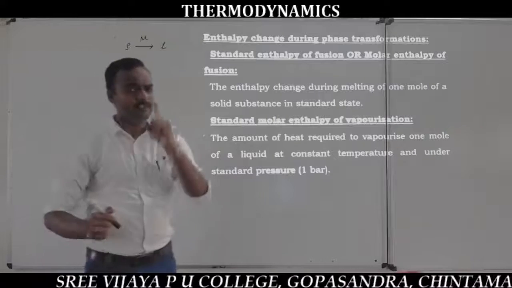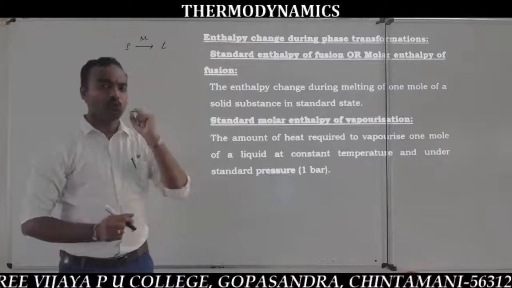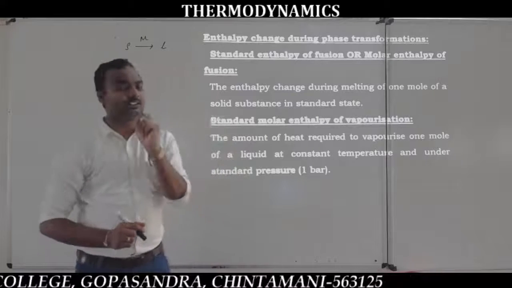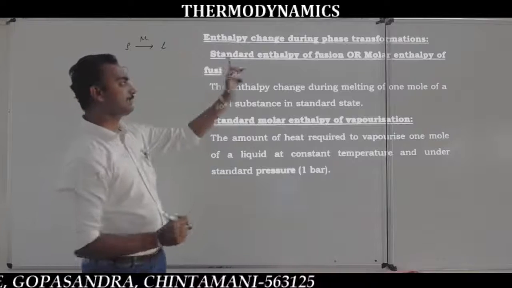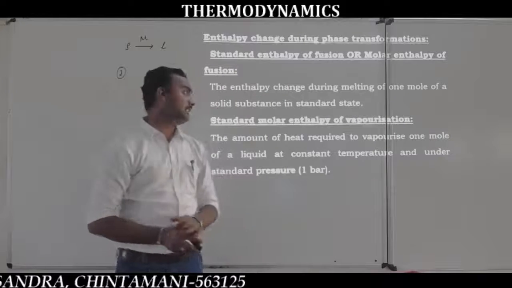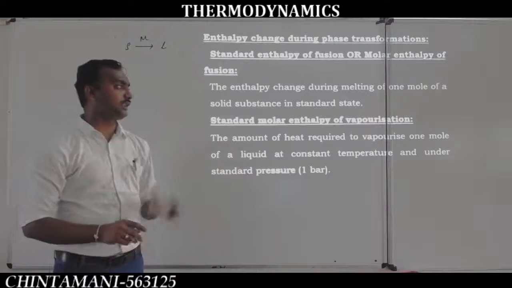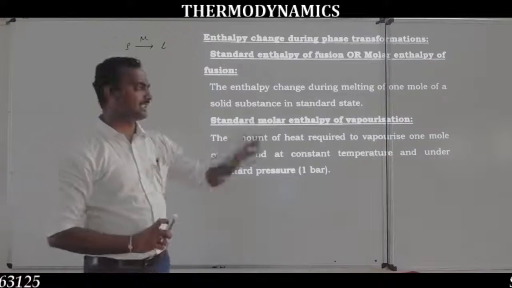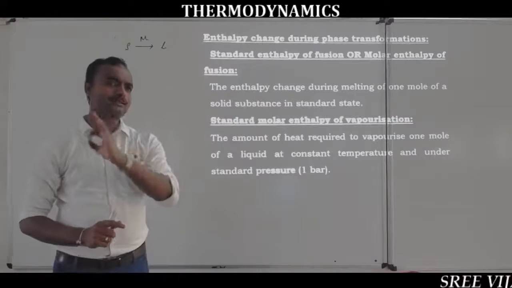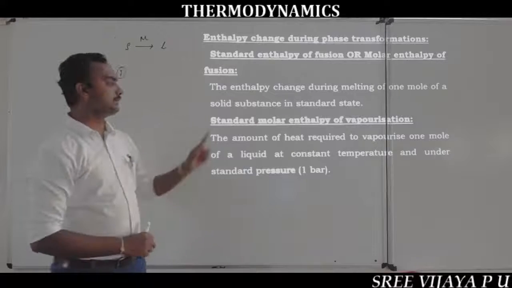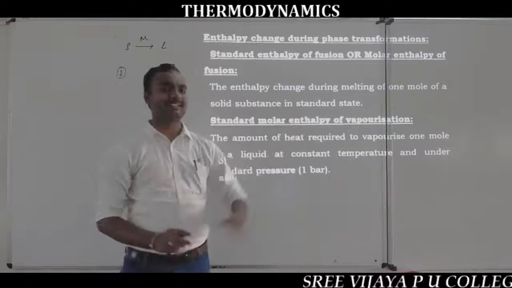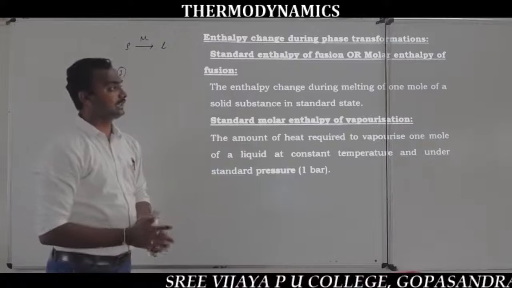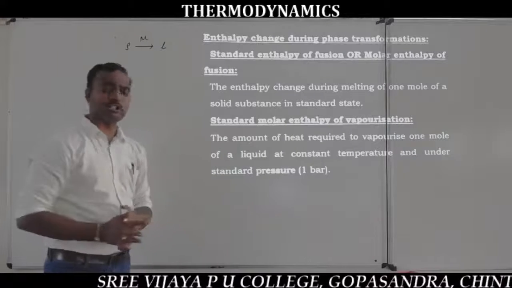For how many moles? It is very very important: for 1 mole. Taking 1 mole of the substance, a solid substance, and melting it, the enthalpy change that happens is called standard enthalpy of fusion. That is the enthalpy change during the melting or fusion of 1 mole of a substance. This is very very important. When standard is mentioned, it is calculated for 1 mole of a solid substance in the standard state, that is standard enthalpy of fusion or molar enthalpy of fusion.